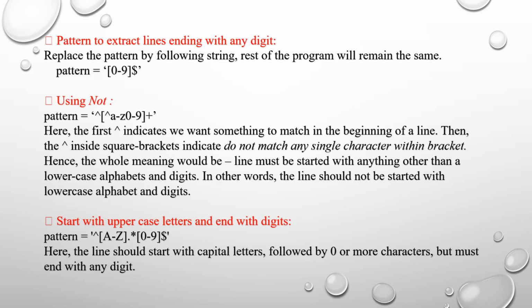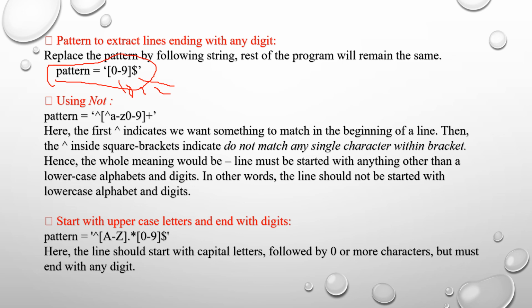Let's see some more patterns. For example, here the pattern is [0-9]$. The use case of this pattern is to extract the lines ending with any digit. So 0 to 9 means the digits 0, 1, 2, 3, 4, 5, 6, 7, 8 and 9. The use case of the dollar symbol is that it matches the end of the string.